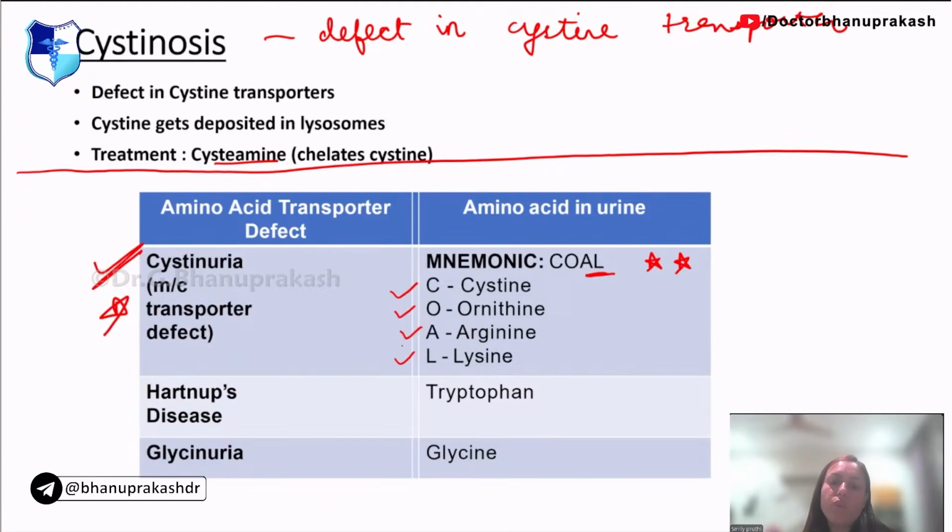Okay, COL, C for cysteine. It's cysteinuria, not cystinuria. O for ornithine, A for arginine, lysine. Then Hartnup's disease, tryptophan coming in urine. That's why patient has pellagra. Glycinuria, very simple, glycine coming in urine.